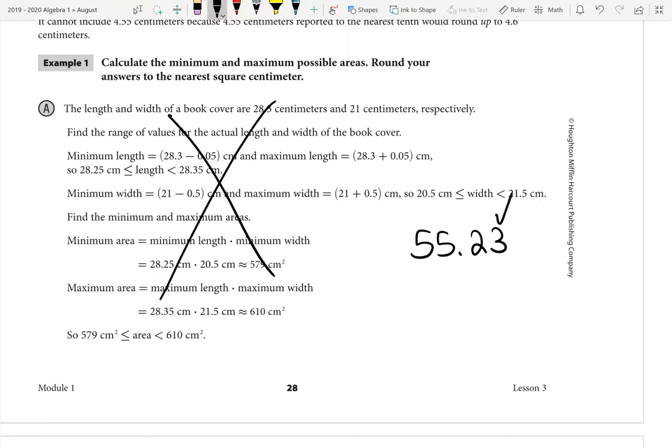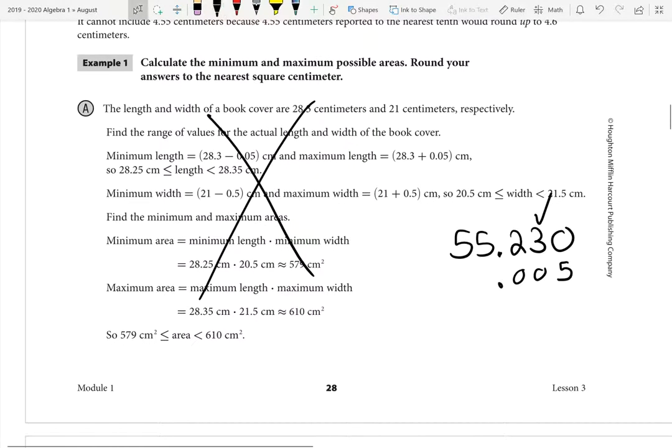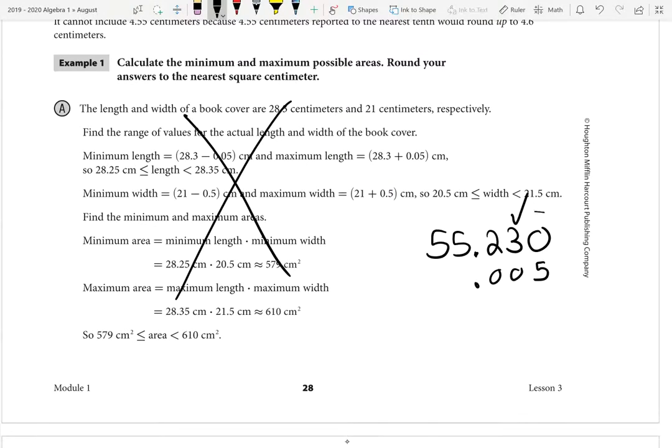Well, this one goes to 2 decimal places right now. It's 2 places to the right of that decimal. So I have to go 1 more place over, and that's where I'm going to put my 5 to add or subtract. It's always 1 more place over to the right, 1 place further. So in this case, you would add and subtract the 0.005.